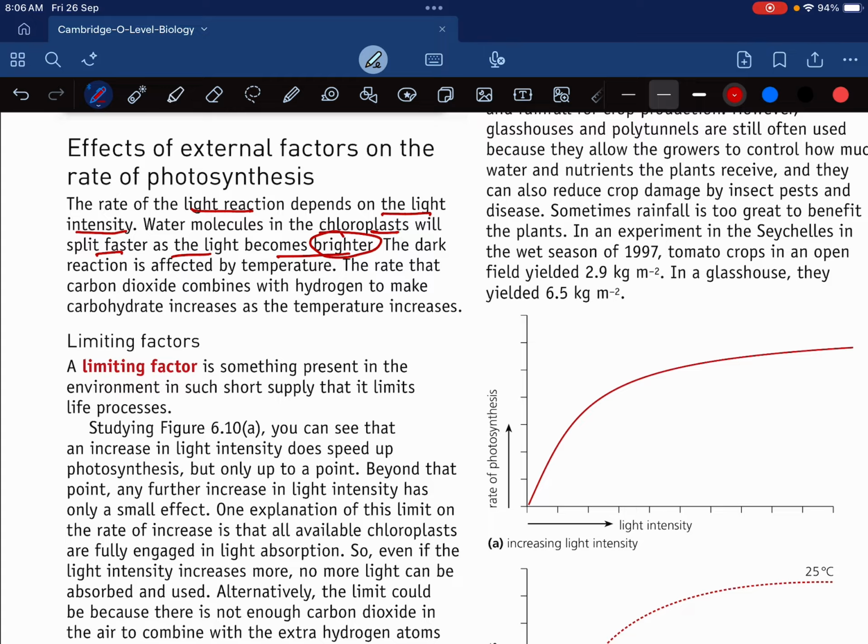The dark reaction is affected by temperature. The rate of carbon dioxide combining with hydrogen to make carbohydrate increases as temperature increases. Very important things. Temperature increases, the rate of photosynthesis increases because carbohydrate का बनने का rate increase हो रहा है. अगर हम light को bright कर दें, it also increases the rate of photosynthesis. दो चीज़ें तो उन्होंने यहाँ बता दी. तो number 1, temperature increases, photosynthesis increases. Number 2, light increases, photosynthesis also increases.